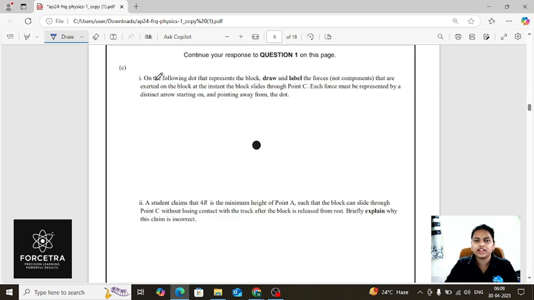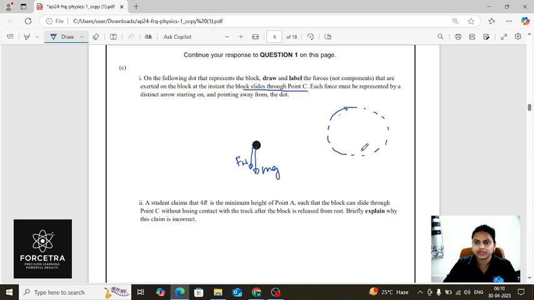Okay, and then the next part: on the following dot representing the block, draw and label the forces, not components, that are exerted on the block at the instant the block slides to point C. So at point C, how many forces are acting on it? We have to represent that. The force of gravity mg, and the normal force. Yes, the normal force is also acting, because the velocity is greater than the minimum velocity. That's why a normal force would also act in the downward direction.